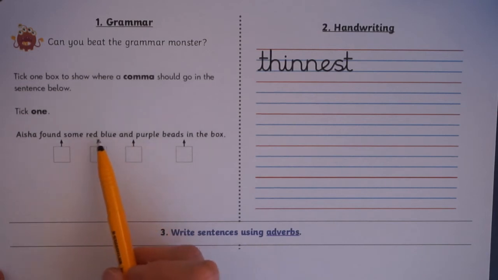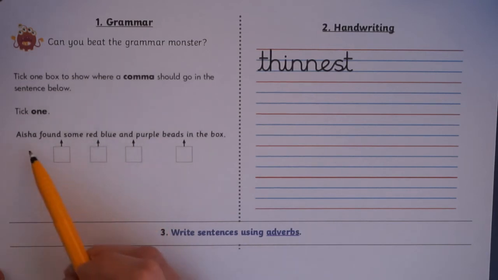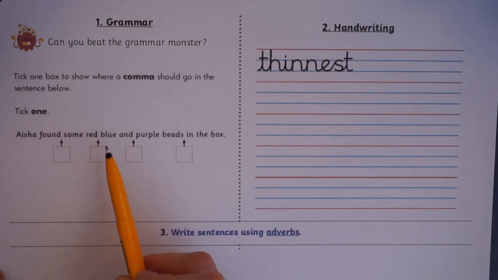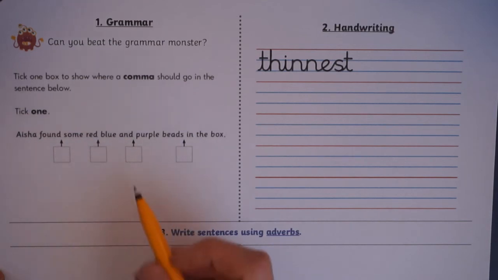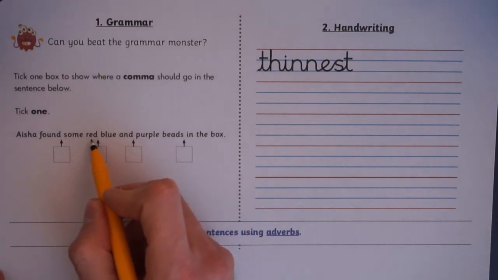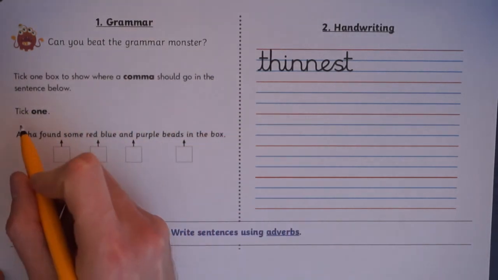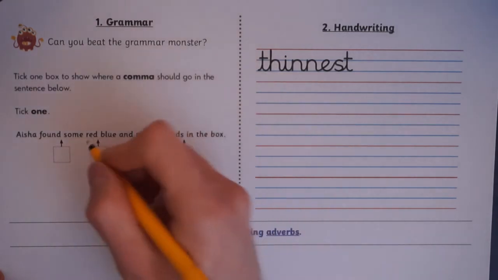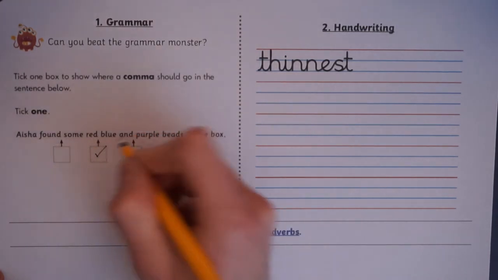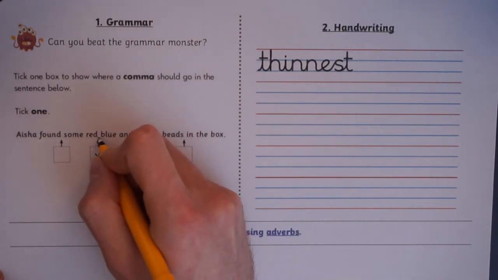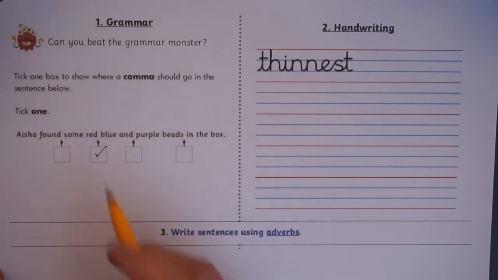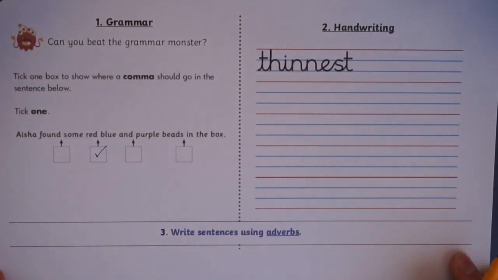But before blue, we've got red. So Aisha found some red, blue, and purple beads. So that comma needs to go between red and blue. So remember, the question asked us to tick 1 box. So we think the comma needs to go just where that arrow is showing, in there between red and blue. So that's the box we need to put the tick in.